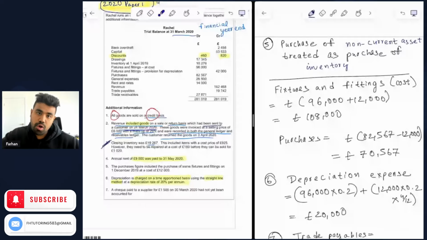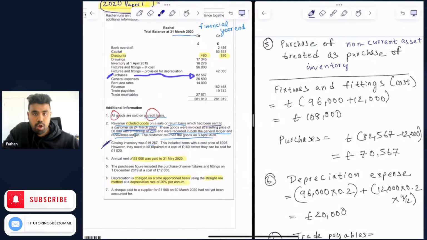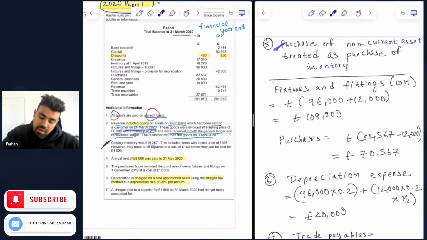So let's look into additional information number 5. The purchase figure included the purchase of some fixtures and fittings on 1 December 2019 at a cost of £12,000. The value for the purchases that we are given here should refer to purchases made for inventory only, which is given as £82,567. But what we understand is that this has been incorrectly treated, where the purchase of the non-current asset was mistakenly treated as purchase of inventory.